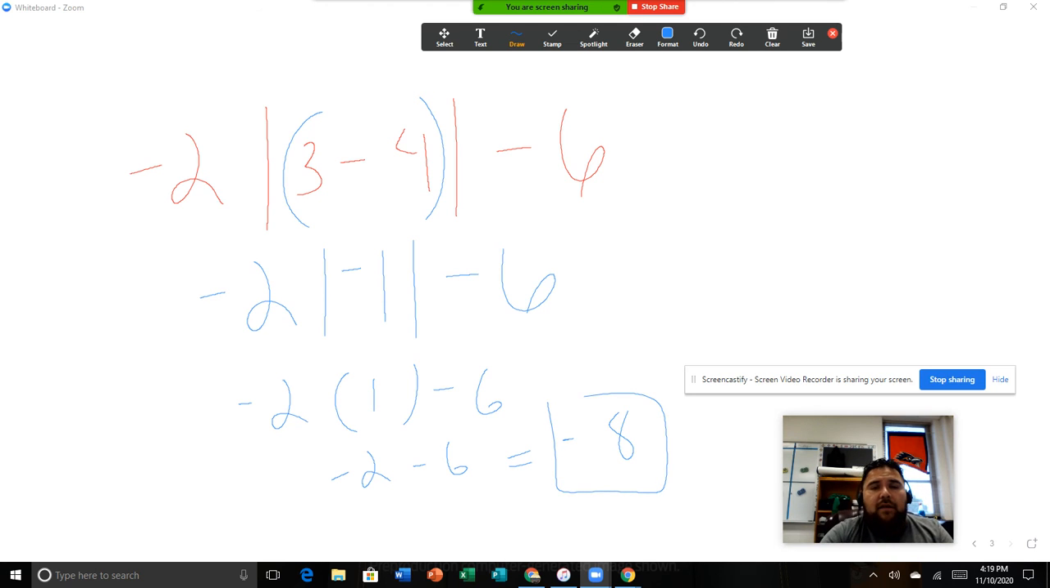Even though we're taking absolute values, you can still get a negative number if you're using the stuff on the outside. That's going to change everything else. So this is evaluating absolute value expressions and what to do when you have numbers.